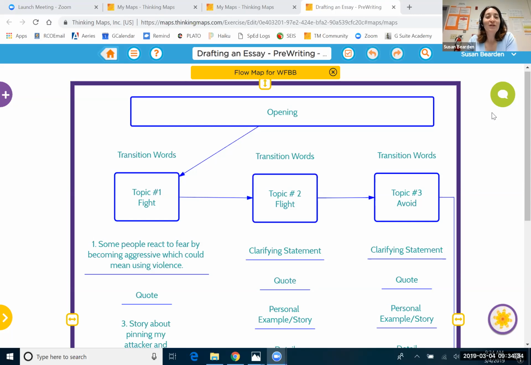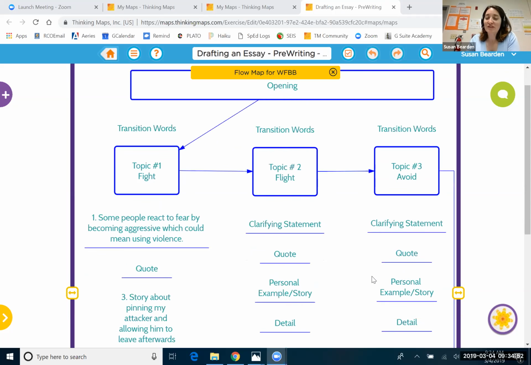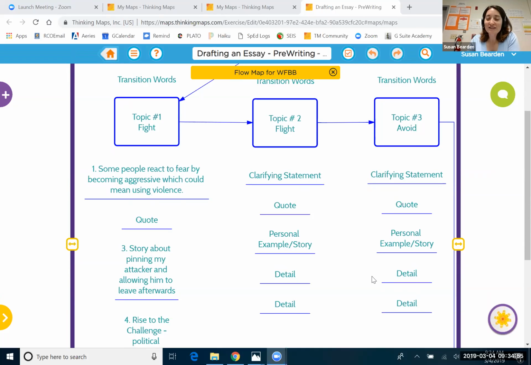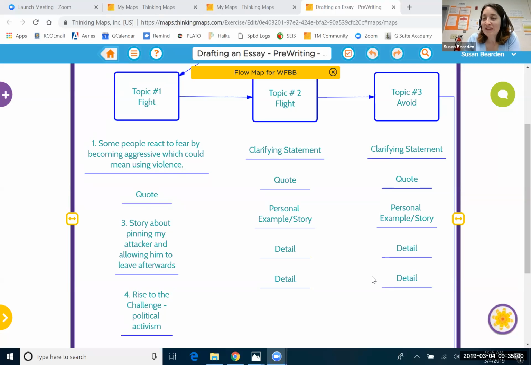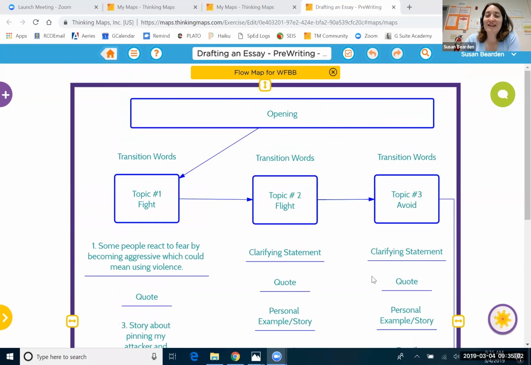I am here with you today, and we are going to go over what our lesson is. If you recall, last week we finished filling out the 3 topics for our organizational plan with our clarifying statement, quote, personal example or story, details, and I reminded you that we were going to begin working on our openings today. We're also going to work on our transition words. So those are the 2 topics that we'll be working on this week.